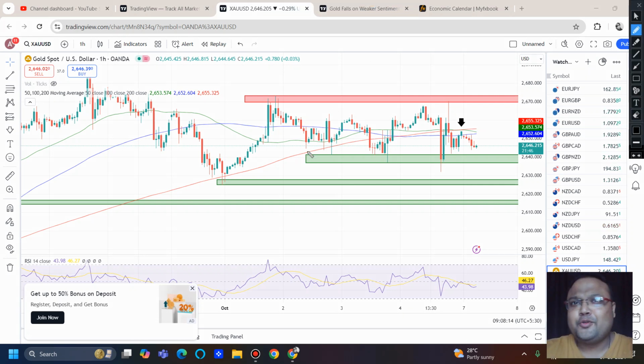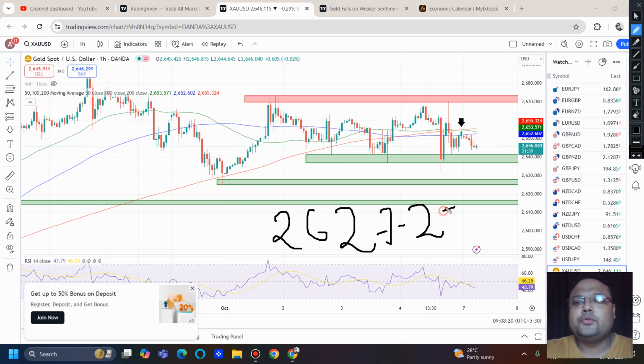So my dear friend, if you are looking for a good reliable trading opportunity, then we can look for a buy around 2627 to 2625 because of previous support around this area. And as the market is low volatile and a little choppy right now, if market drops also, we can expect the support to work.